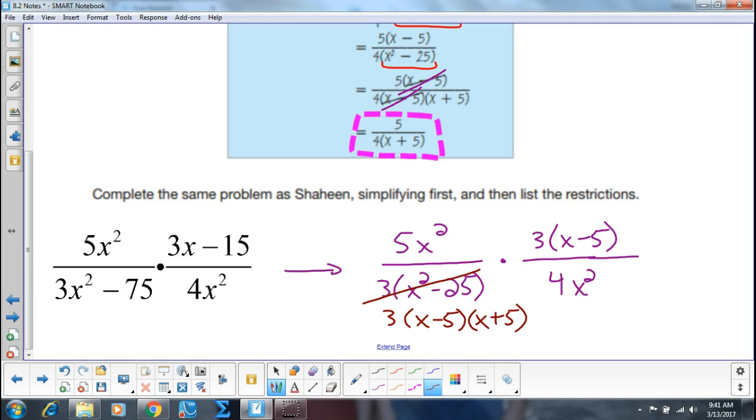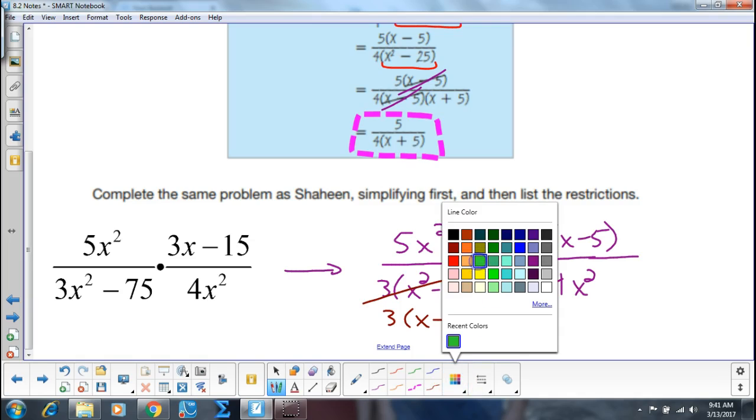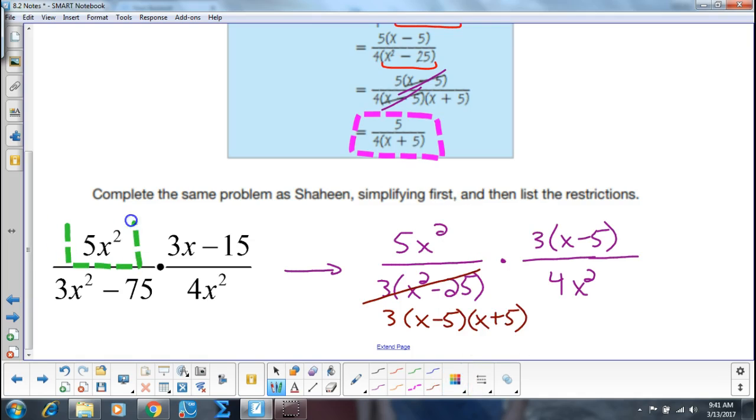Quick pause for the cause. Okay. Can you factor anything out of 5x squared? This numerator, actually let me go up here. This numerator up here. Can you factor anything out of that? No. Can't do anything with that one.